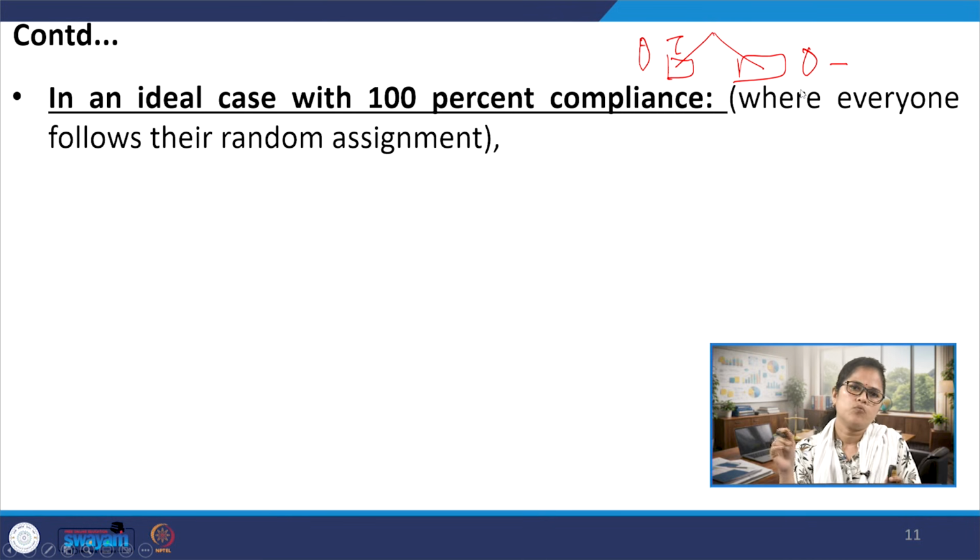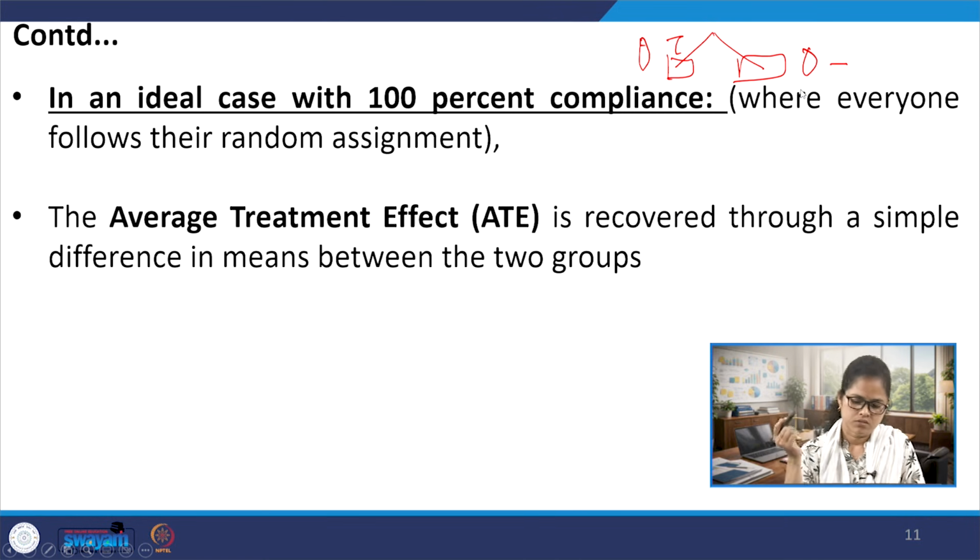Okay, so everyone follows their random assignments. That means if these three are assigned to this particular group, and they follow it, that is the reason we can say that 100% compliance is being observed by these participants in sticking to their groups. So they followed this random assignment.